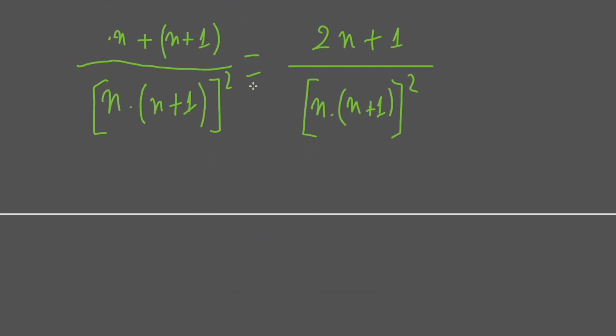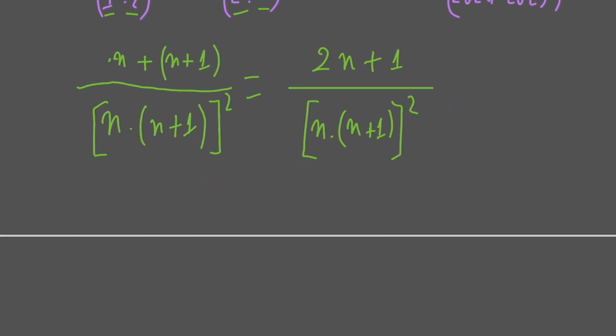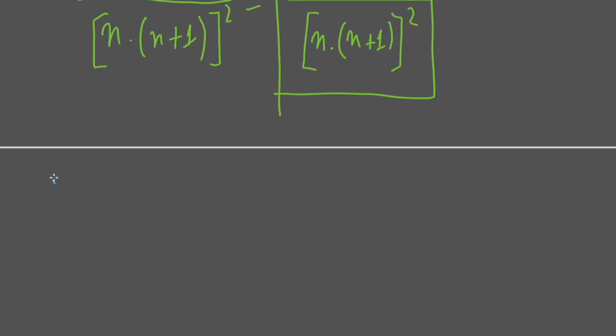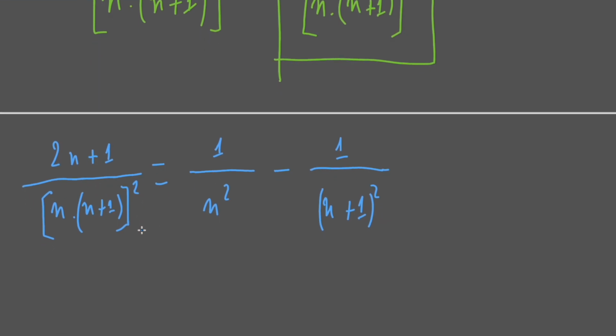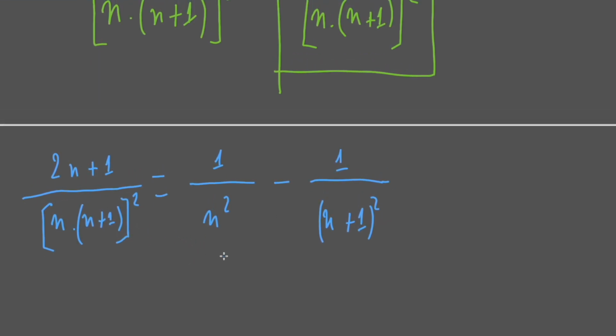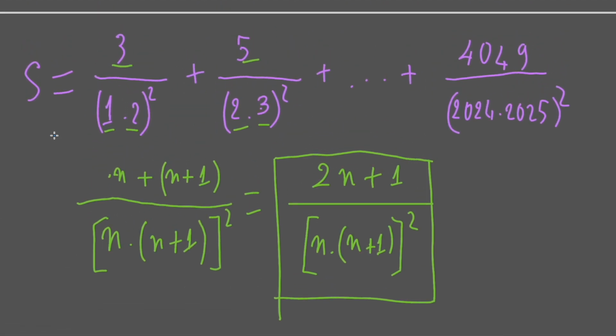Okay, so next we will analyze this one. From this expression, 2n plus 1 over n multiply n plus 1 square, it will equal 1 over n square minus 1 over n plus 1 square. Then you can use this and apply it to the expression.